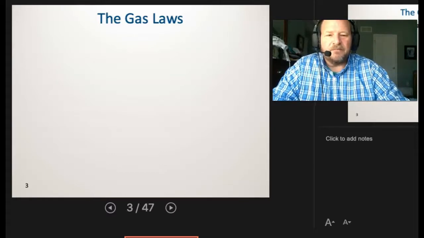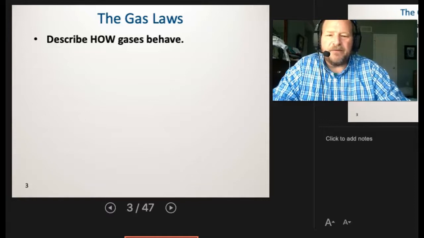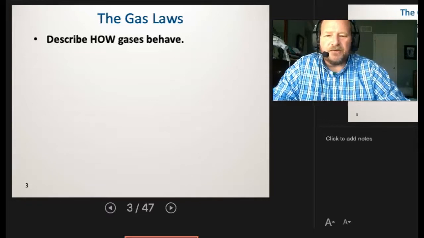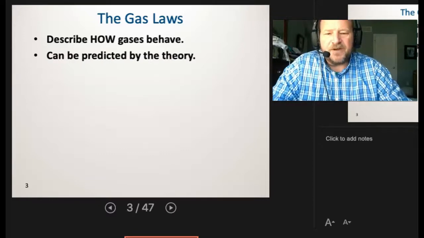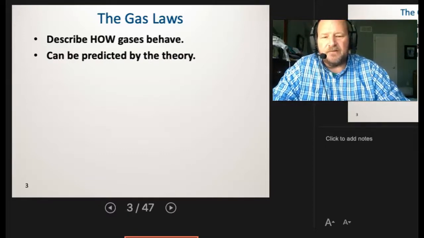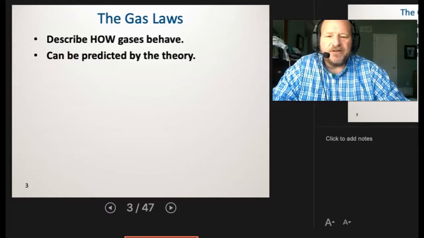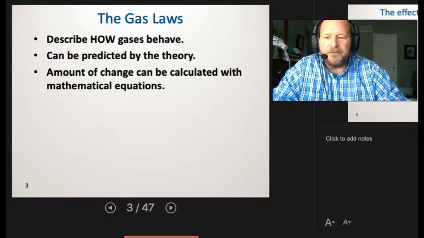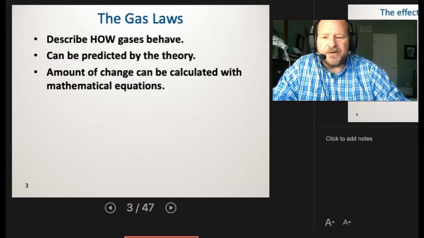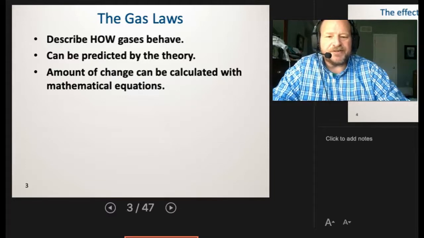So anyway, as I was saying, we're going to look at how gases behave conceptually, then we'll go back and apply the math to it. The gas laws in general simply describe how gases behave, which means we can predict them by theory. We can figure out how the pressure is going to change, how the volume might change, how the temperature might change, and what those changes will do to the other aspects of the gases. The amount of change we can calculate with mathematical equations.